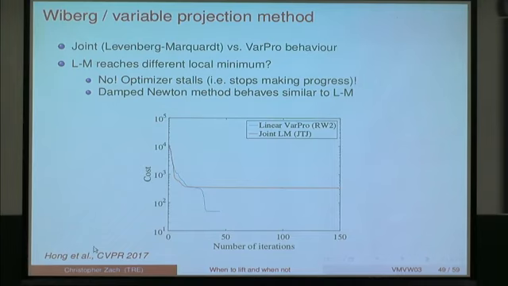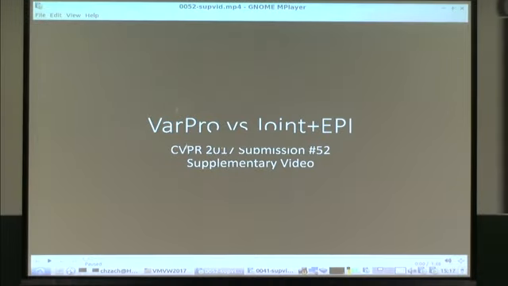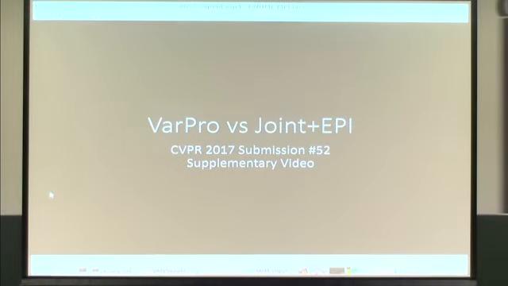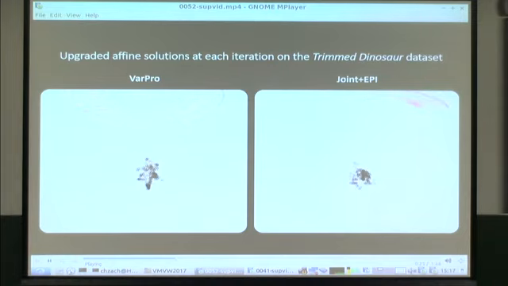Maybe I can try to show some video, just to give you an idea how these optimizers behave and how they find the solutions. So you start from a random initial configuration, so everything is messed up. This is the Wiberg algorithm, the variable projection method. This is joint optimization, which just gets stuck somewhere and you don't see a sensible 3D structure.